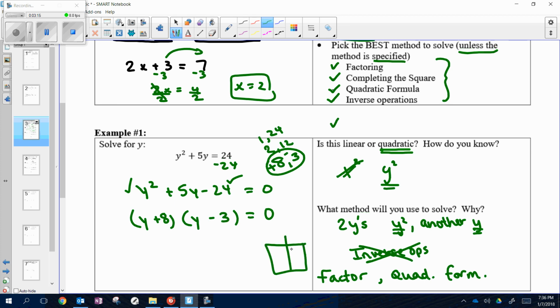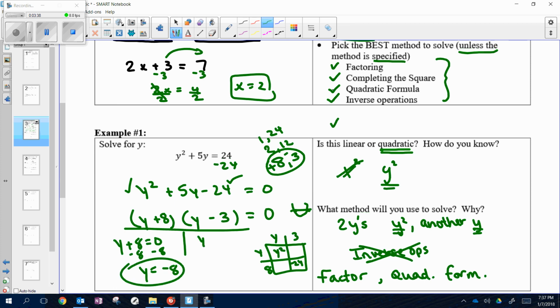Again, if you're not real good at factoring, you can still go like this and put in your y squared and your negative 24 and talk about the numbers that need to be in here. You can also use a graph and look for the zeros. Anyways, let's get these answers. y plus 8 equals 0. Subtract 8. This is a little linear equation I'm solving here. Negative 8. Remember that when you have a quadratic, there's usually two solutions.